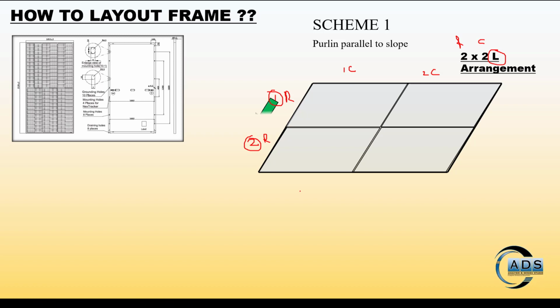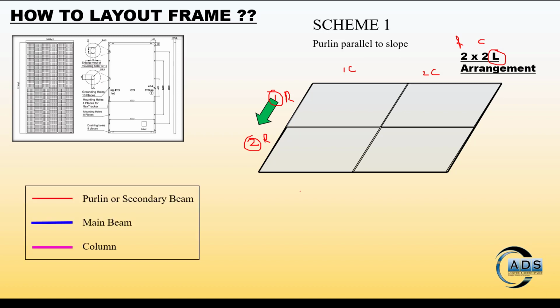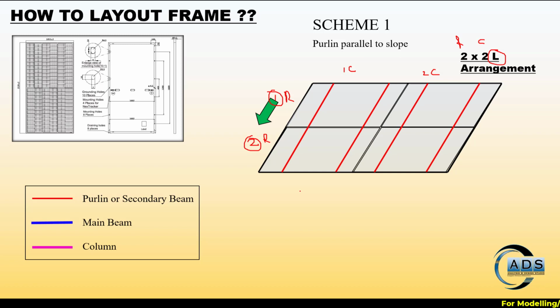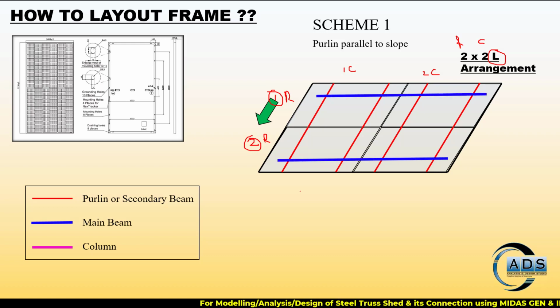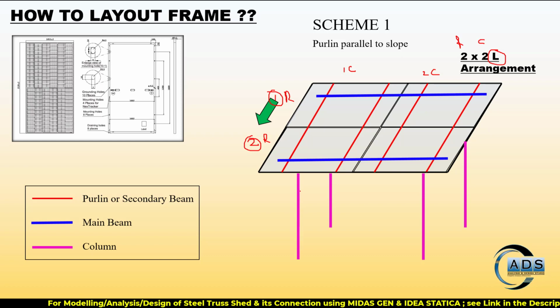So the first scheme is the purlins are parallel to the slope. For example, the green arrow shows the slope, and these are the purlins running parallel to the slope, and the main beams are perpendicular to the purlins, and these are the columns. This is the one scheme.